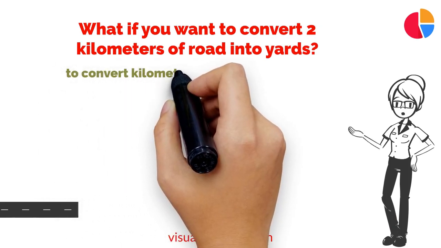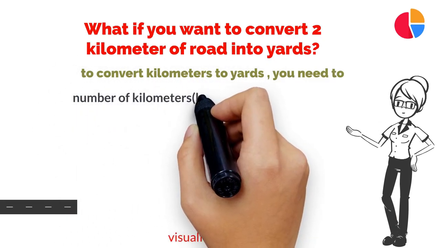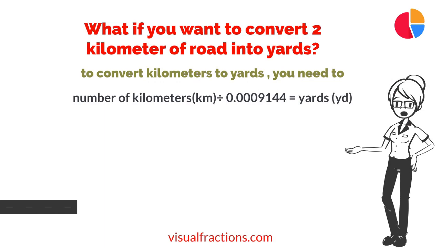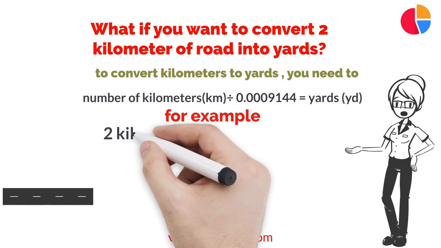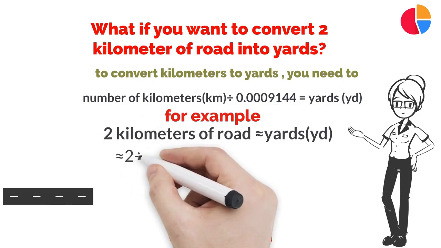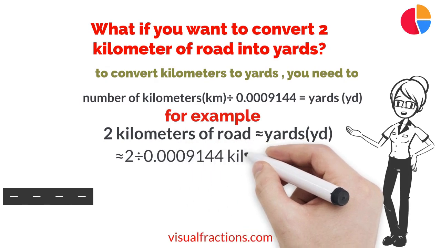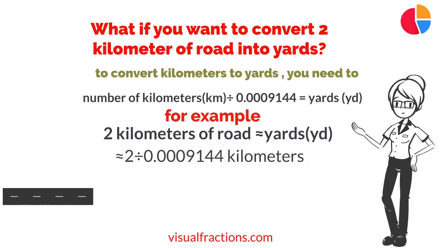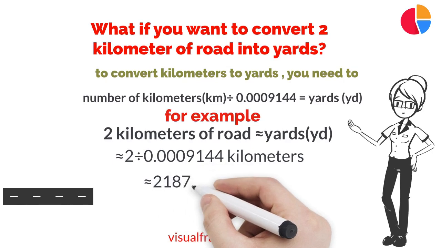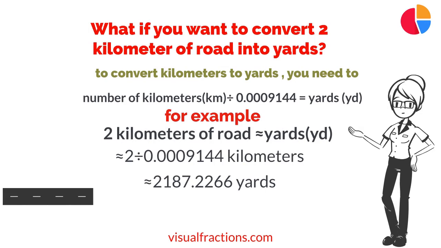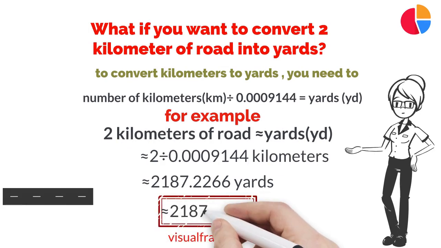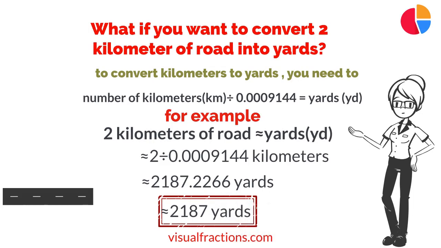To convert kilometers to yards, you need to divide the number of kilometers by the conversion factor of 0.00091144. Let's walk through an example of how to convert 2 kilometers of road to yards. We start by dividing 2 by 0.00091144. This gives us approximately 2,187.2266 yards. Remember to round this number to the nearest whole number, so our final answer is approximately 2,187 yards.